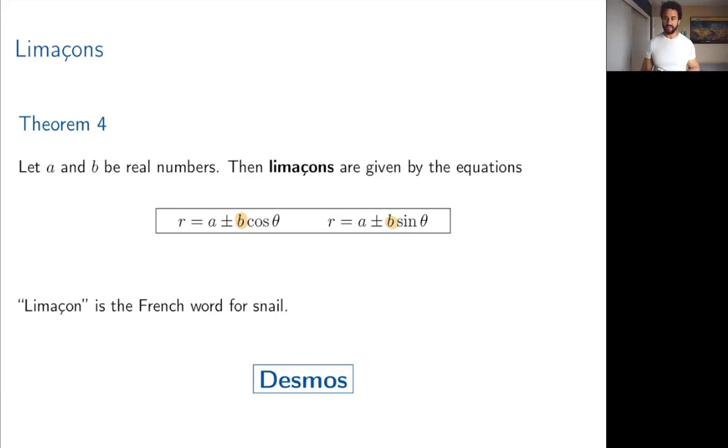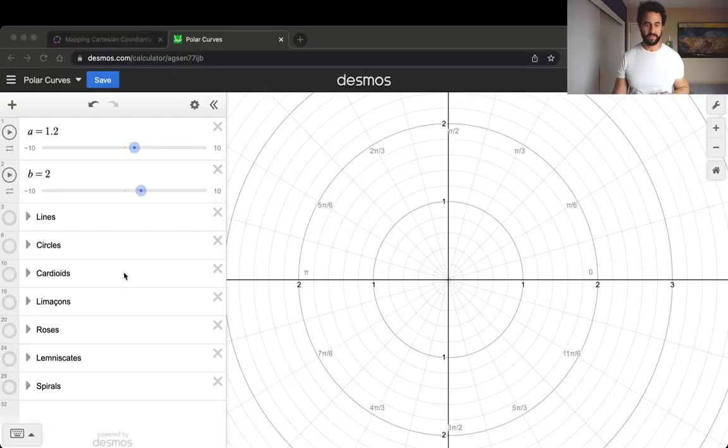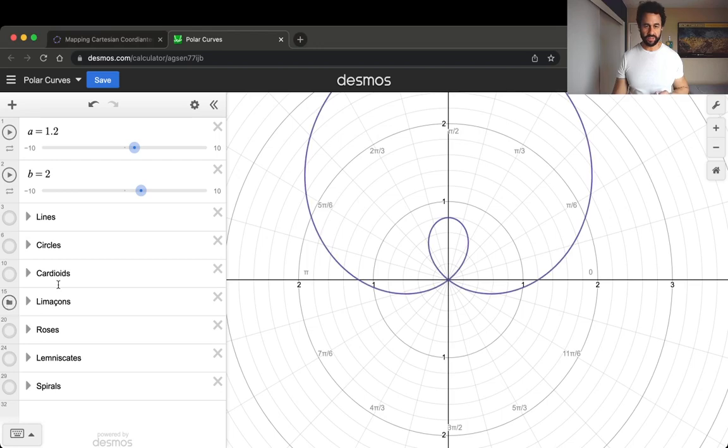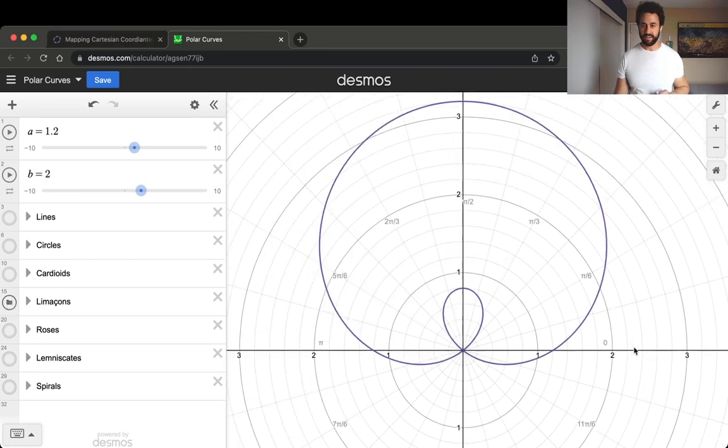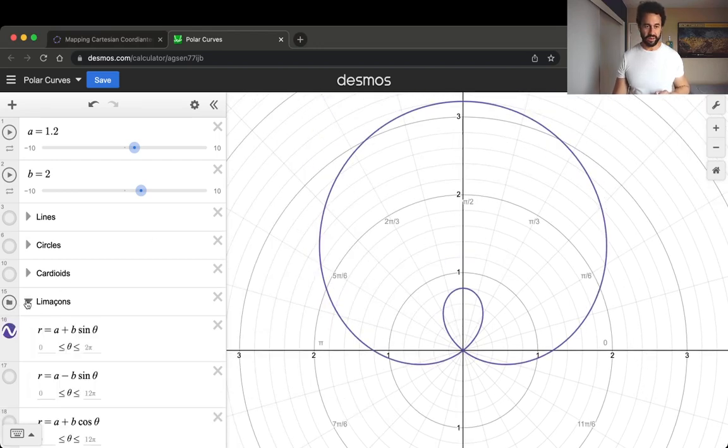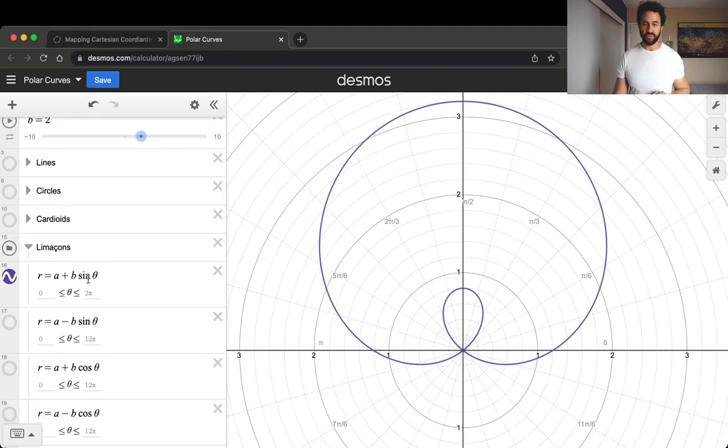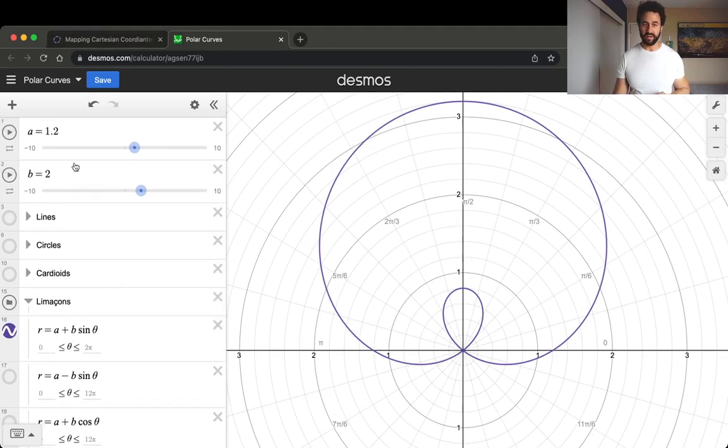And what you're going to see about limaçons is that as long as A and B have the right size relationship, there will be a little inside loop. So let's take a look. All right, limaçons. Here we go. So this is a limaçon. Here's the formula. This one is A plus B sine theta. Right now I have A at 1.2 and B at 2. So 1.2 plus 2 sine theta looks like this purple curve right here.